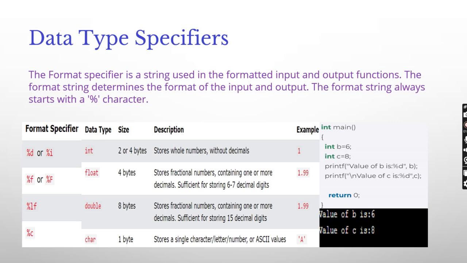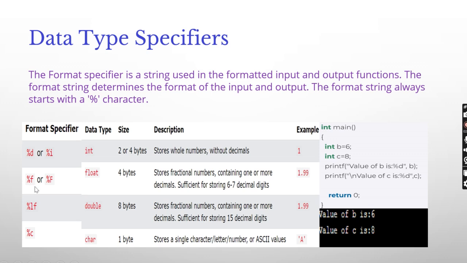What are data type specifiers? The format specifier is a string used in the formatted input and output functions. The format string determines the format of the input and output. The format string always starts with percentage character. So this is percentage d. This is a format specifier and the data type is int. So the size is 2 to 4 bytes, and it means that it stores all the whole numbers without decimals.